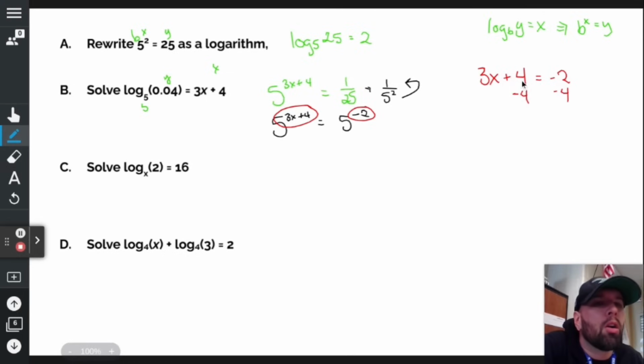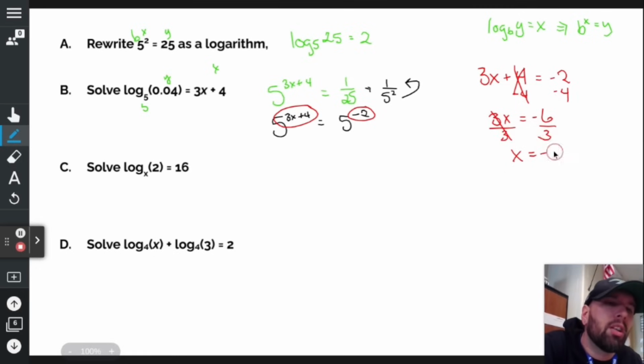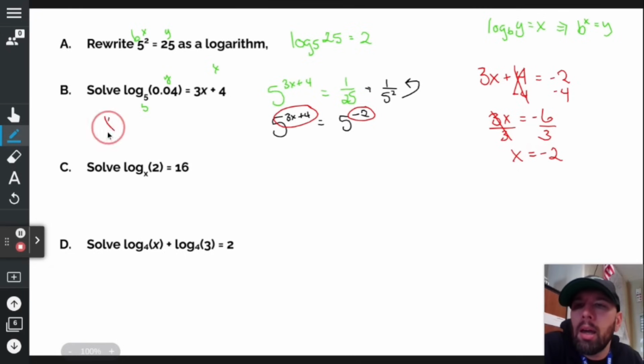Subtract 4, cross you out. 3x equals negative 6, divide by 3. Divide by 3, cross you out, x equals negative 2.